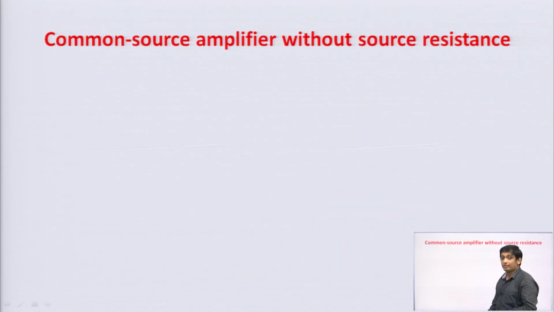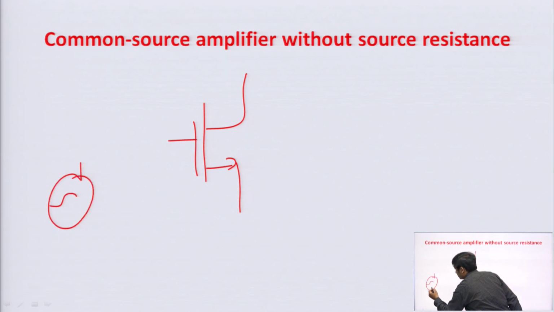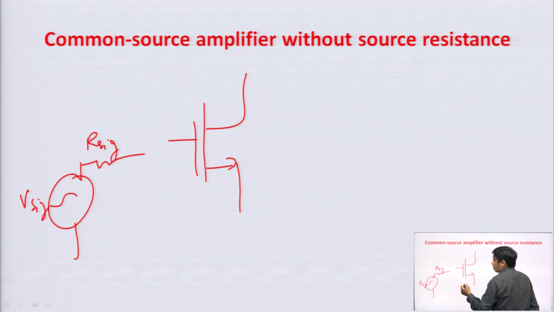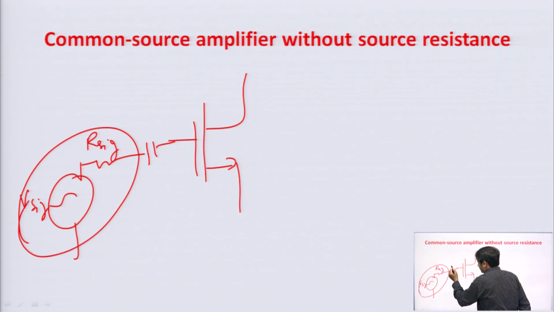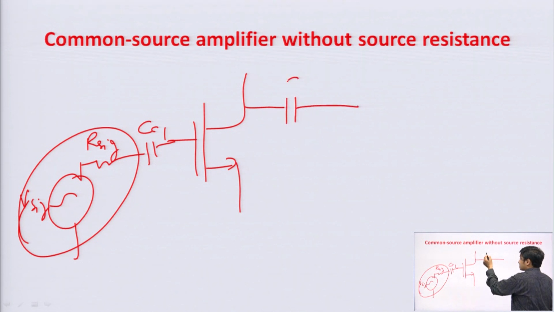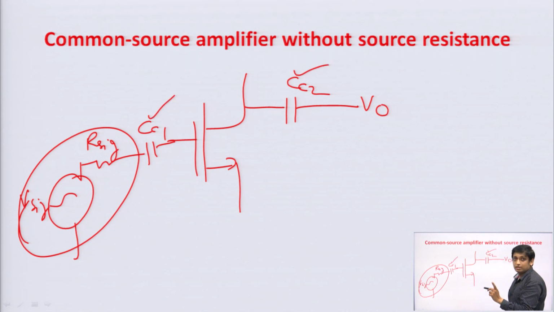So, starting with the common source amplifier without source resistance. Common emitter amplifier without emitter resistance I had discussed in lecture 5. Now, you can see that this is your MOSFET and this is your input signal Vsig, and the internal resistance of this Vsig is Rsig. We are going to apply this input signal at the gate of this MOSFET with the help of a coupling capacitor called CC1. We take the output from the drain terminal of the MOSFET with the help of this coupling capacitor CC2. The purpose of the coupling capacitors CC1 and CC2 is to pass the AC and block the DC, so it improves the performance.